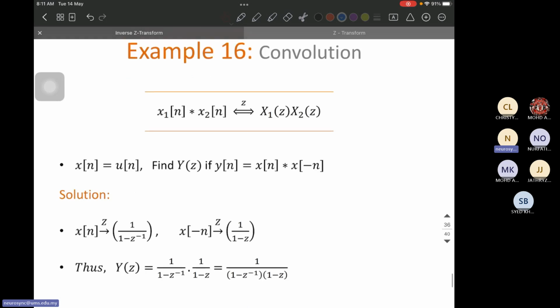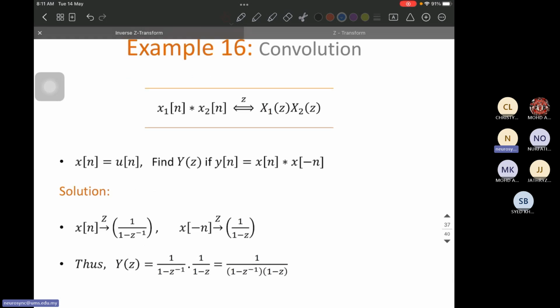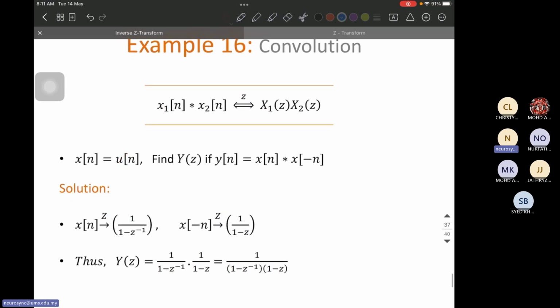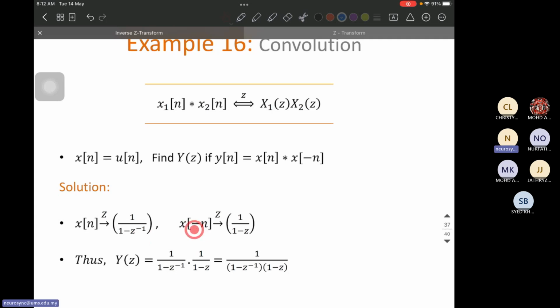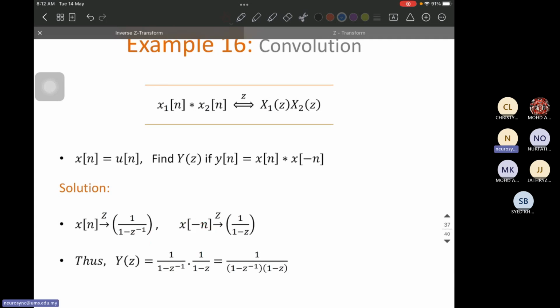Then the convolution property. Convolution in the z domain is basically multiplication. So if x of n is equal to u of n, find y of z if y of n is x of n convolved with x of minus n. So we know that the z transform for x of n, which is equal to u of n, is nothing but 1 divided by 1 minus z inverse. For x of minus n, the z transform is 1 divided by 1 minus z. Instead of z, you need to write 1 by z there. So 1 by z inverse is z.